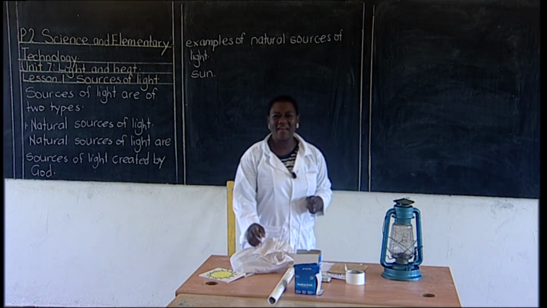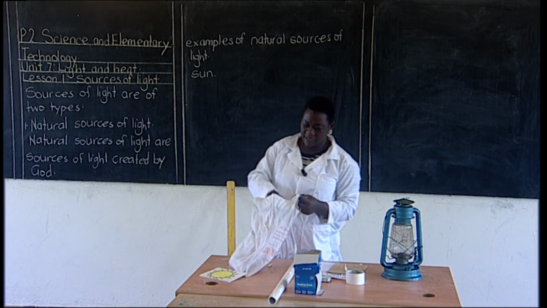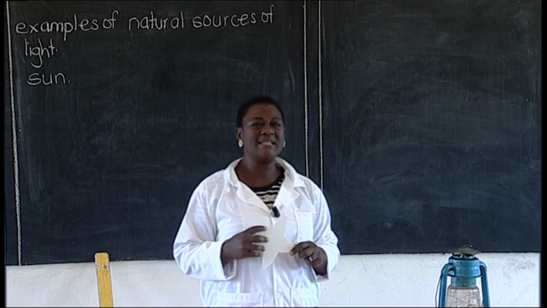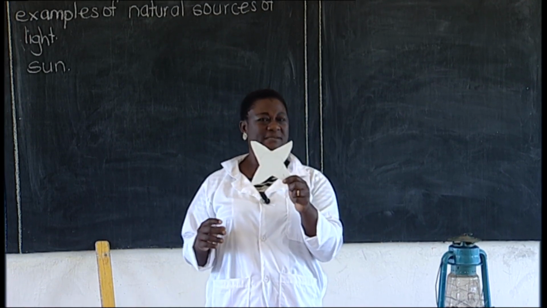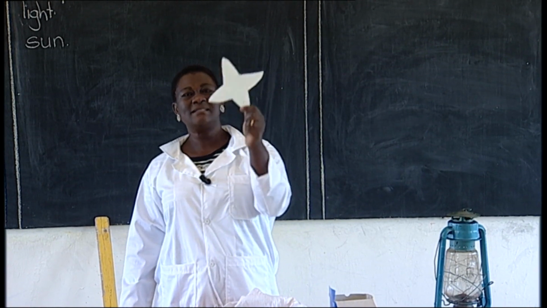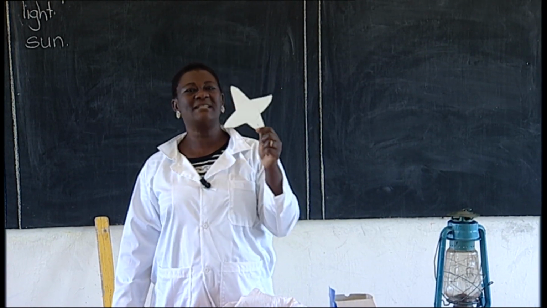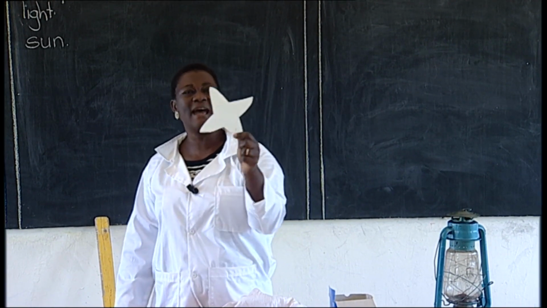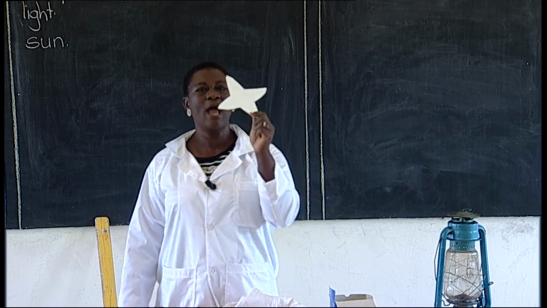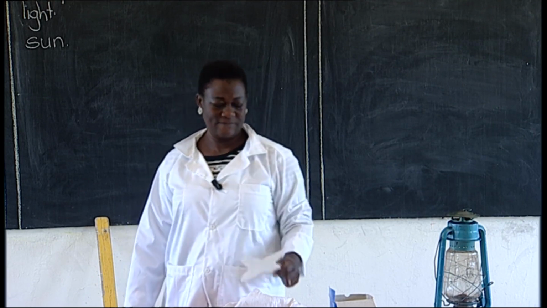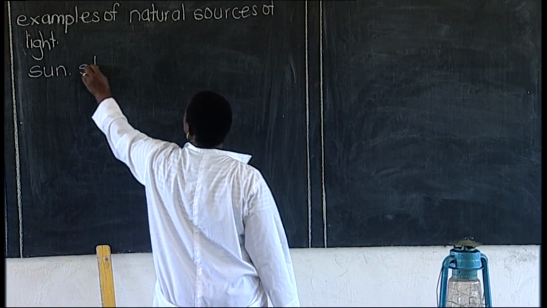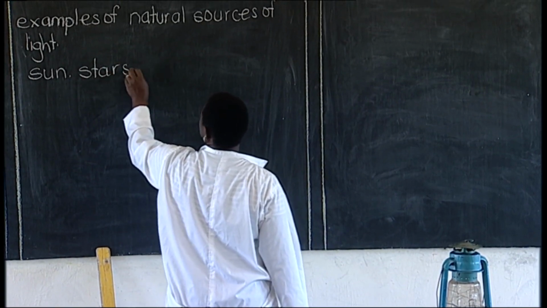Then we have another natural source of light. I have the picture of it. It provides light during night: the stars. This is a star. It provides light during night. It's a natural source. It was created by God. It's also an example of a natural source. When it's one, it's the star.